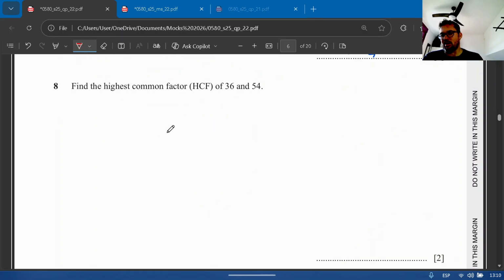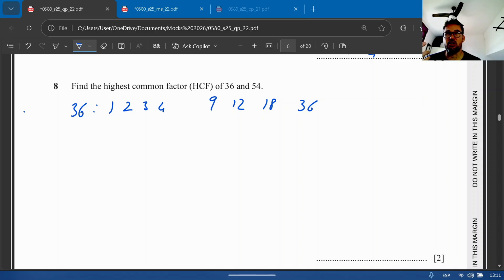Question 8. Again, there are different ways of doing this. We can write down all the factors of 36. It's all the numbers that go into 36, which is 1. And they always come in pairs. 1 and 36, because 1 times 36 is 36. 2 and 18, 2 times 18 is 36. 3 and 12, 3 times 12 is 36.